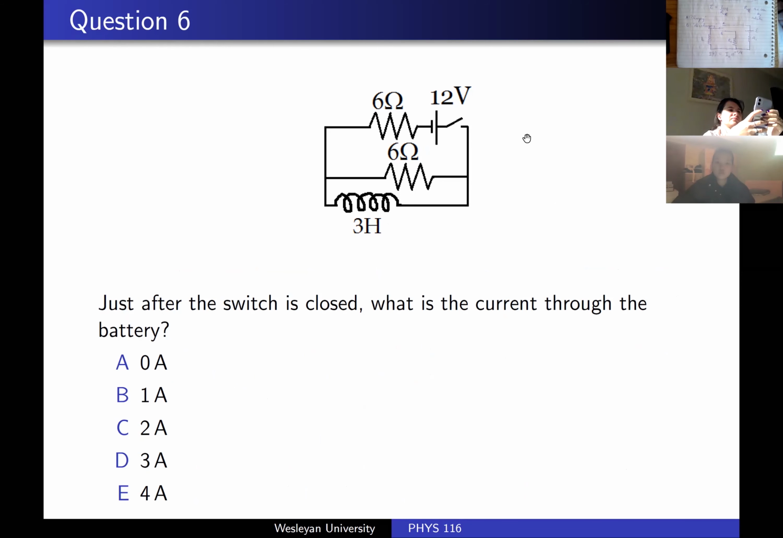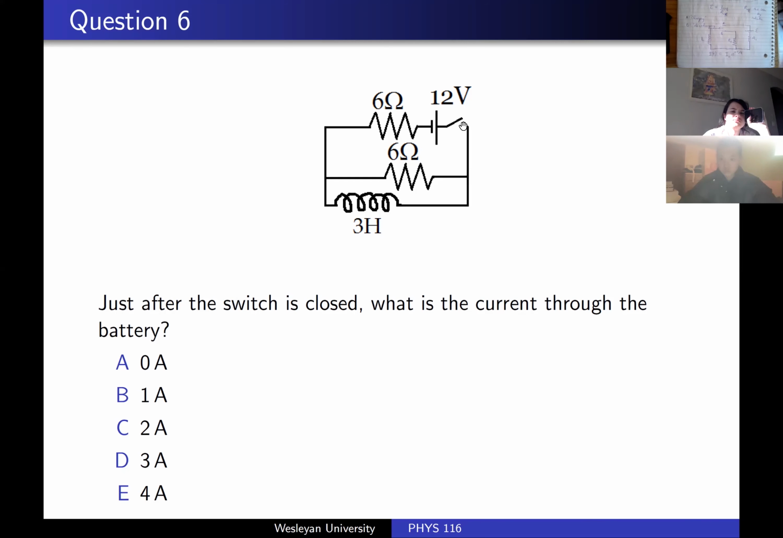So the question is, just after the switch is closed, this is a slightly more complicated circuit, right? Just after the switch is closed, what is the current through the battery? All right, there was a clear winner there. There were votes for other options.